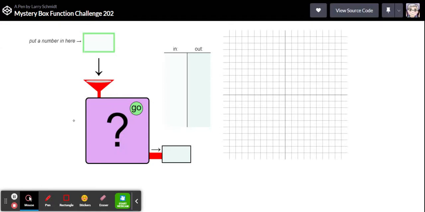Hello, everybody, and welcome to another Mystery Box Function Challenge. In the purple mystery box, there is some math, and your challenge is to figure out what it is. You can use the link in the description to try this out, and when you think you've got an idea, come on back and see if we get the same thing.